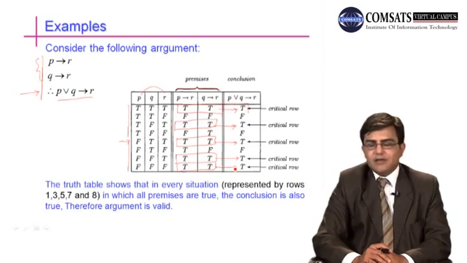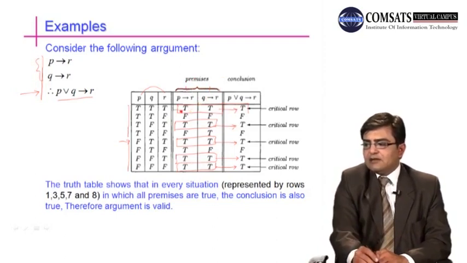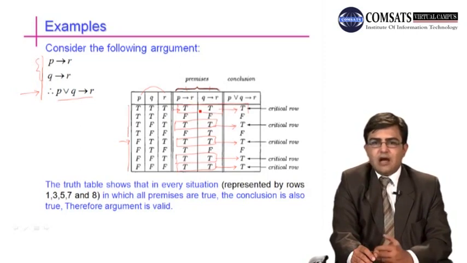So once again I repeat, what are the critical rows? Critical rows of an argument are those rows in which the values of all premises are true. For example, here we have 2 premises, one this and second this. This is a critical row. Why? Because the truth values in this row are true for both premises. So critical rows are those rows in which all the premises are true.